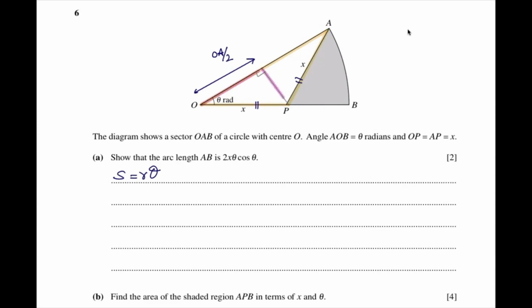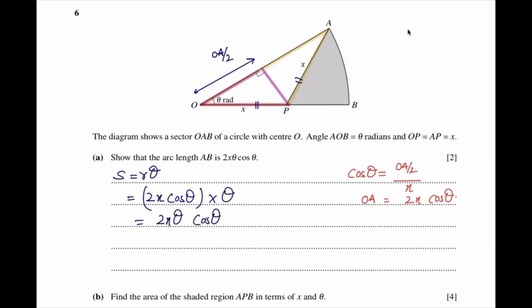This is a right angle triangle. The angle is theta radian. The hypotenuse is x. You need to find the adjacent length, so you're going to use the cosine theta ratio. Cosine of the angle theta is equal to the adjacent, that is OA upon 2, divided by the hypotenuse. So OA is going to be 2x times cosine theta. So if you know the radius now, that is 2x times cosine theta, and when you multiply it by theta, you get 2x theta times cosine theta. This is your arc length.